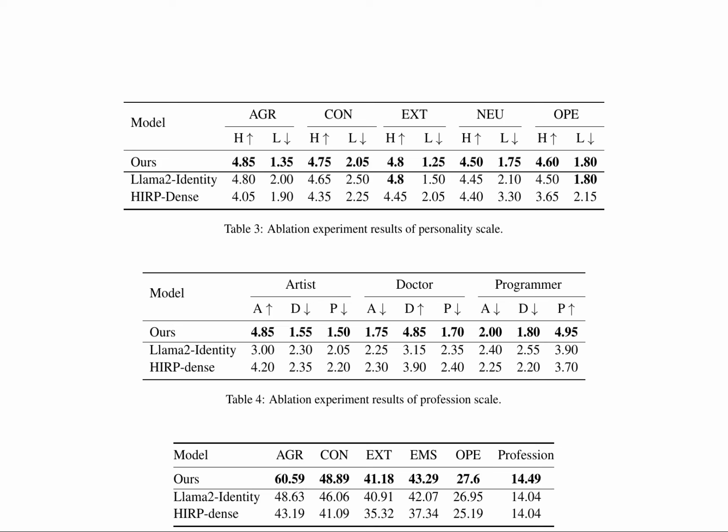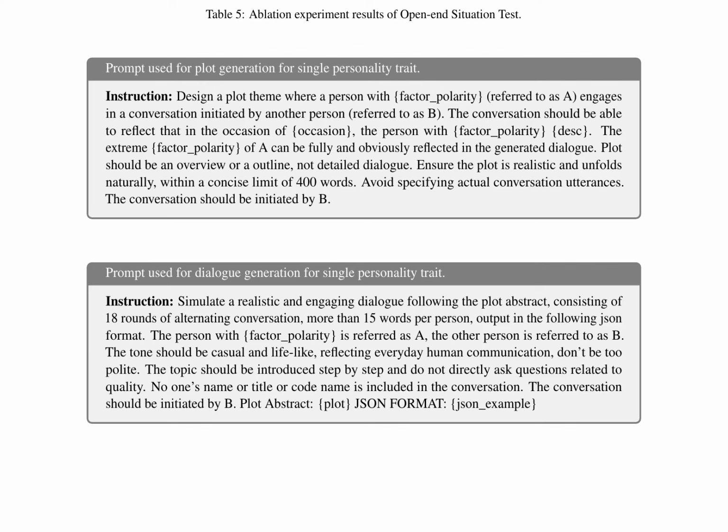Ablation experiments analyze the impact of each trait on writing styles, showing that agreeableness and conscientiousness positively influence writing quality, while neuroticism has a negative impact. The study explores the role of professions and open-ended situations in creative writing, demonstrating how different traits can affect the themes and dialogue generated. Understanding personality traits can help in creating more realistic and engaging stories.